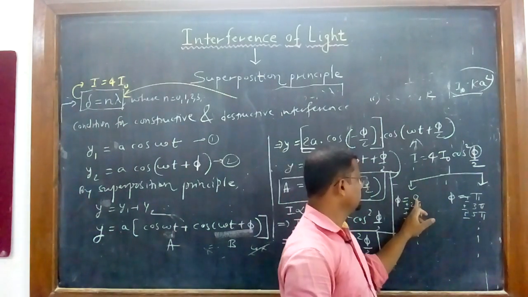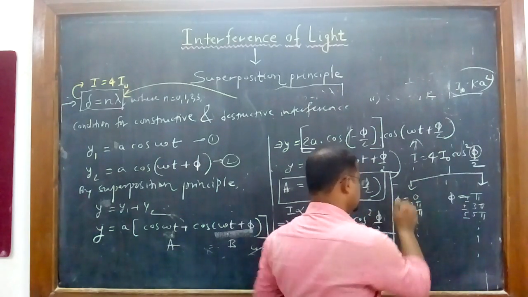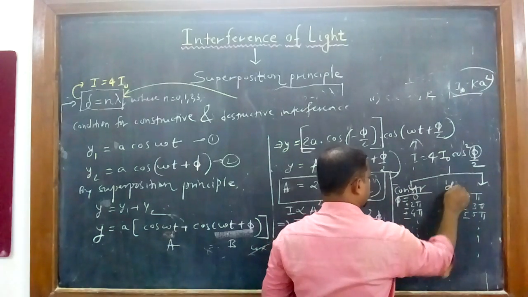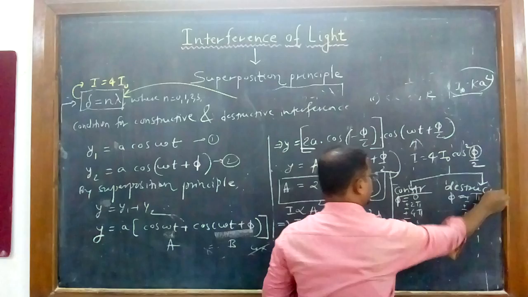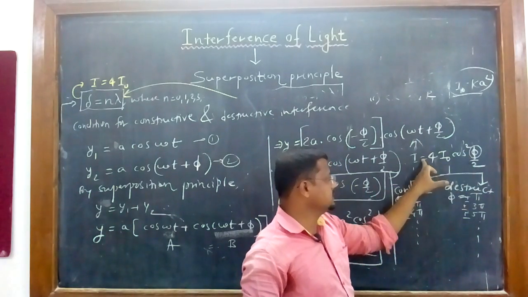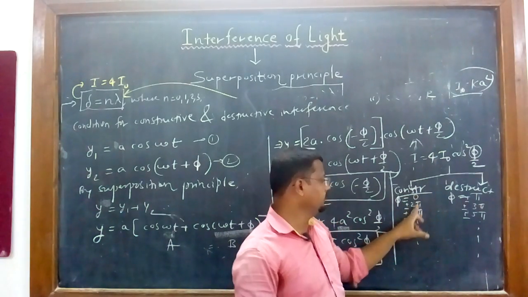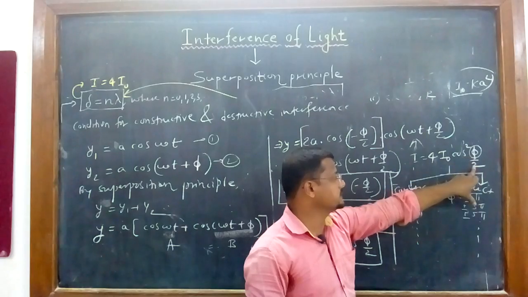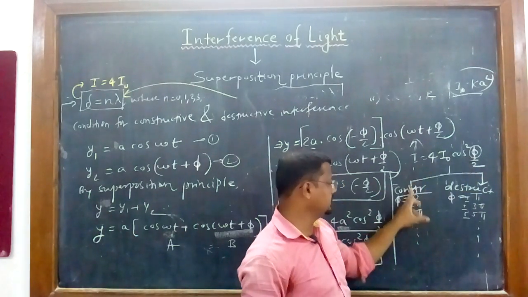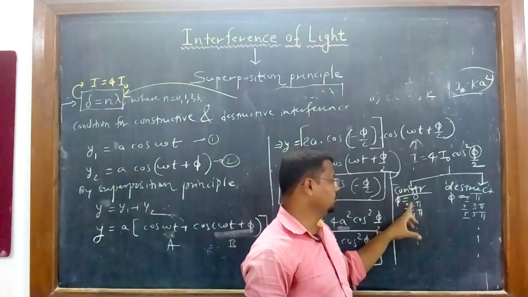Keep phi equal to 0. What is cos 0? 1. So this I am writing for constructive interference, and this I am writing for destructive interference, because if I keep phi equal to 0, then only you will have this intensity equal to 4 times I naught for constructive interference. Even if I keep this phi value as 2 pi, 2 cancels, and cos pi is minus 1, squared, again 1 only. So these intensities are maximum for constructive interference for phase difference equal to 0, 2 pi, 4 pi, so on up to.